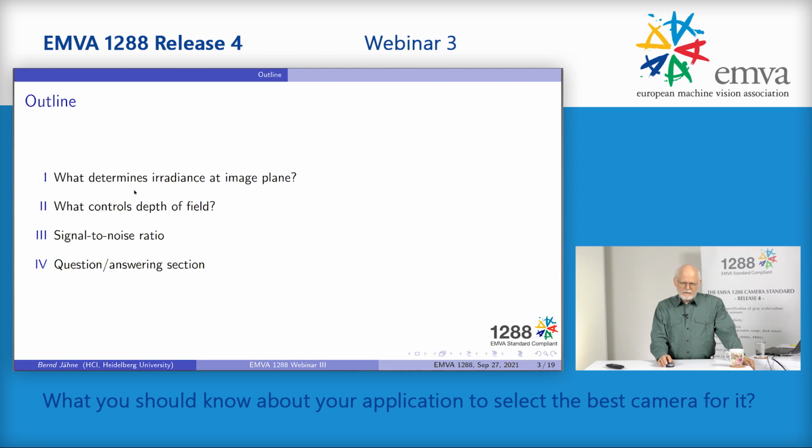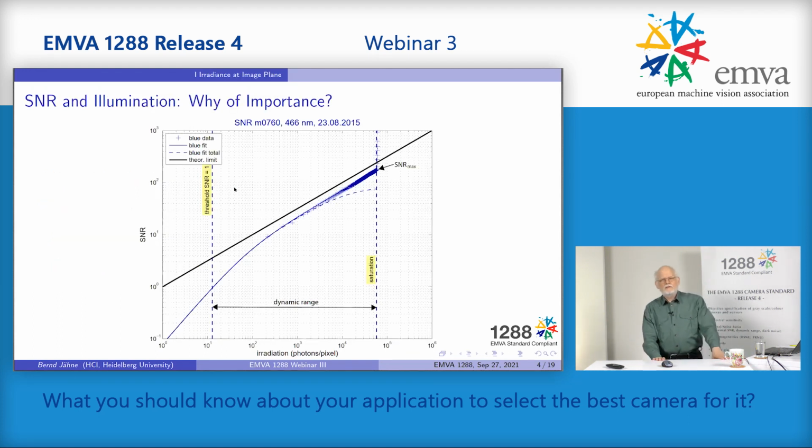So before I answer the question, what determines the irradiance at the image plane, let me make again the connection between the signal-to-noise ratio and the illumination. Why is this relation of importance? I have shown you here again the most important graph from the 1288 standard, the double logarithmic SNR plot, where you draw the signal-to-noise ratio on a logarithmic scale as a function of the irradiation, how many photons per pixel are received. There you can see first a solid line, which is the best possible sensor, the ideal sensor. And then you see these crosses, which give the measuring points, and also the theoretical linear curve.